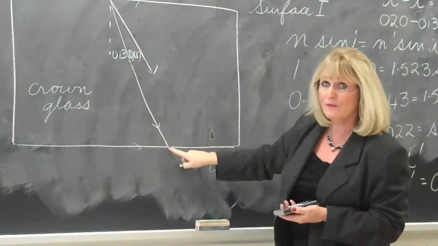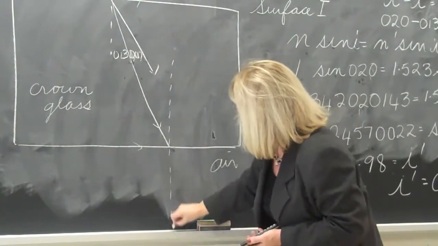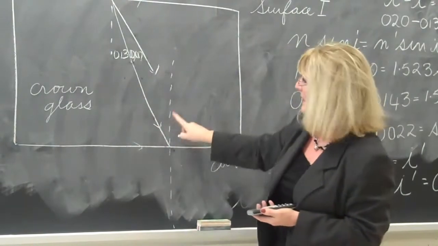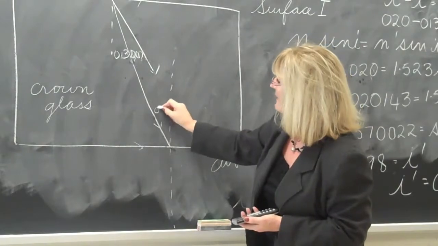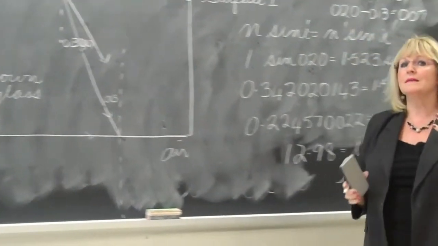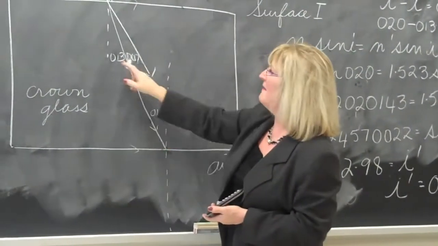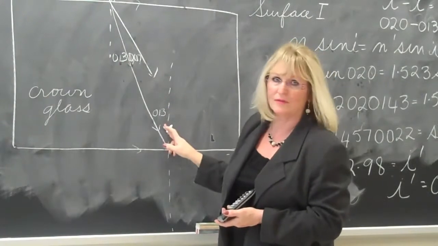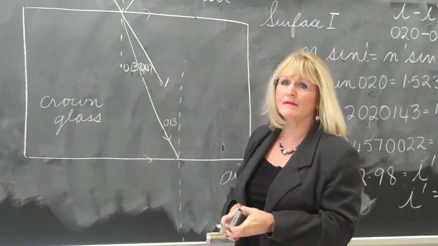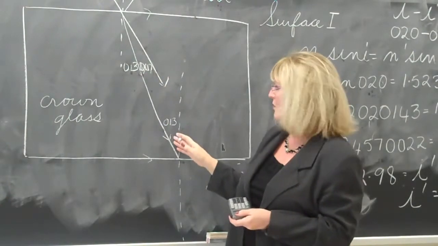And it's at that point where the incident ray strikes that boundary that you put in another normal. So between this ray, which has now become the incident ray, and the normal, you're going to have an angle of incidence of 13 degrees. The reason it's an angle of incidence of 13 degrees is because it is a parallel-sided block. This angle is always equal to this angle. Later on, we're going to look at a prism being a non-parallel-sided block, and you're not going to have the same kind of relationship occur.